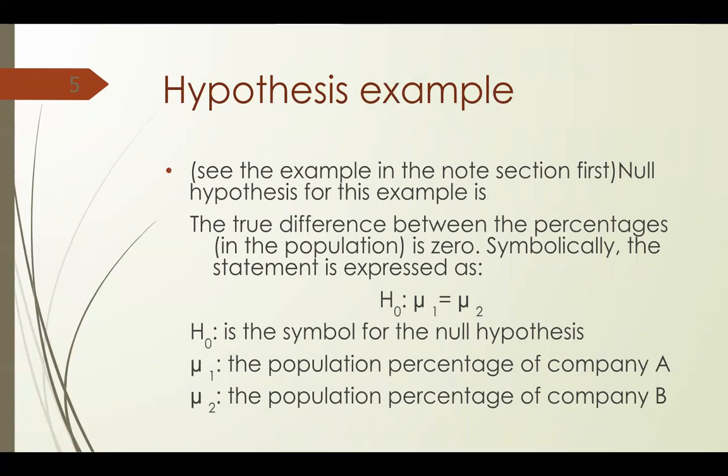So when you put a hypothesis statement, there are 2 ways that you put it. One is we call it non-directional hypothesis. And a non-directional hypothesis is where you don't know which one is greater than the other one.